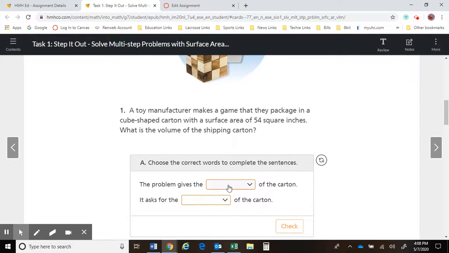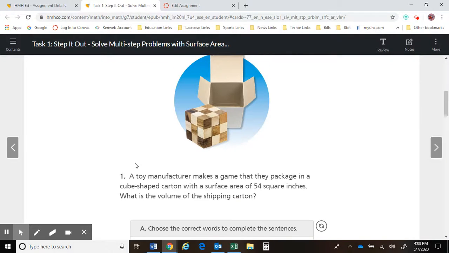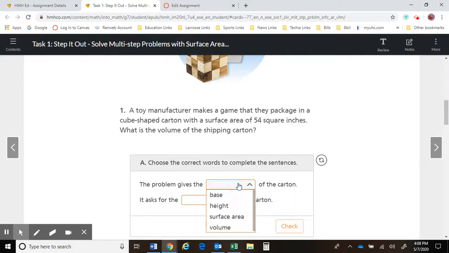Choose the correct words to complete the sentence. The problem gives the blank of the carton. What does it give us? Does it give us the surface area? Does it give us the base? Does it give us the height? Does it give us the volume? It gives us the surface area. It's right there.